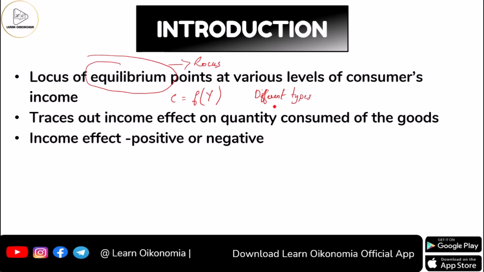Some goods would be inferior, some goods would be identified as luxury, things like that. And there are also usually normal goods. So the income consumption curve would trace out the income effect on the quantity consumed of the good. And what does it mean by income effect? The income effect shows the effect of income on quantity consumed.